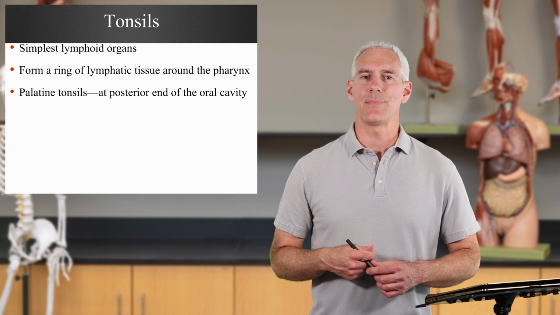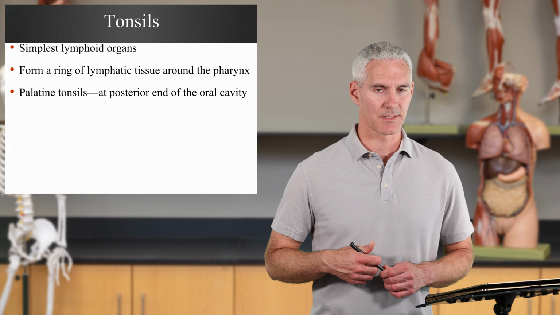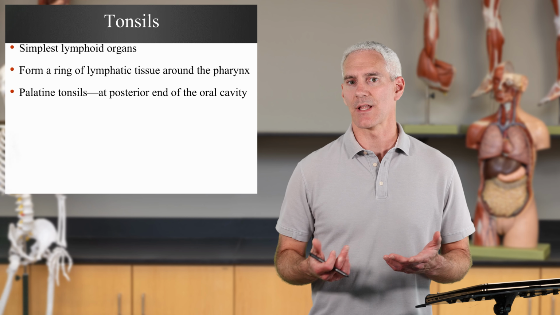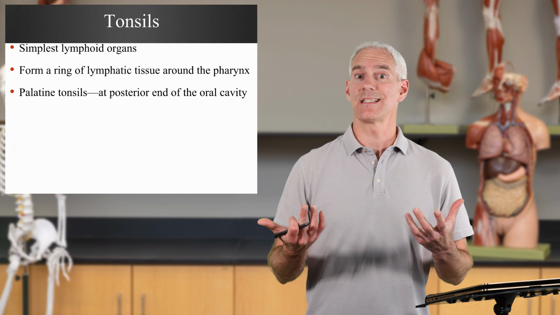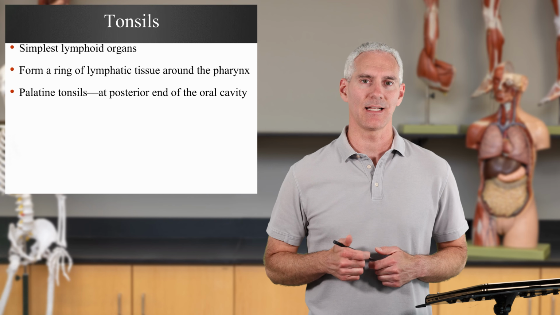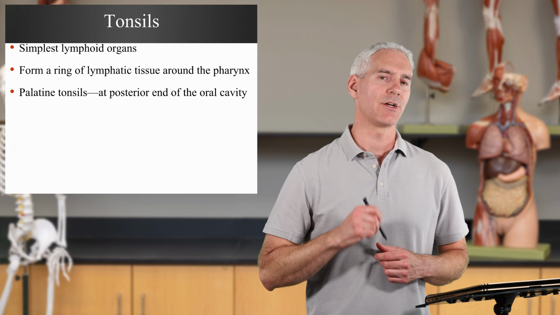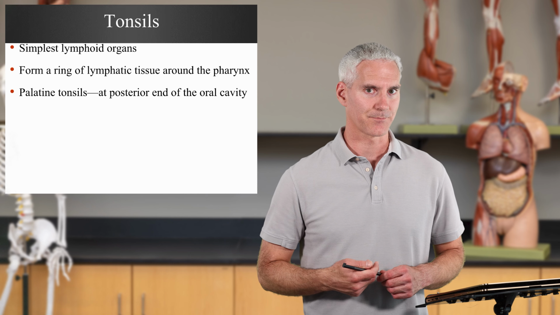So first one up is going to be the palatine tonsils. The palatine tonsils are the ones you can see when you look back in your throat. If you say you have swollen tonsils, you're seeing the palatine tonsils. They're at the posterior side of the oral cavity.